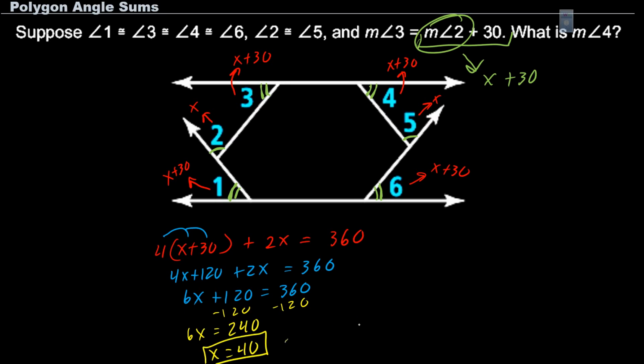Now if we read the question carefully, it doesn't say what is x, it says what is angle 4. So 40 plus 30, let's do it this way, angle 4 is equal to 40 plus 30, which is equal to 70. There's your answer.